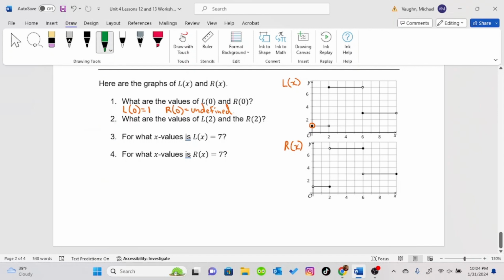What are the values of L of 2 and R of 2? Well, L of 2 equals, we go up and we find right here this solid dot, L of 2 equals 7. And R of 2 is this solid point right here at 1.